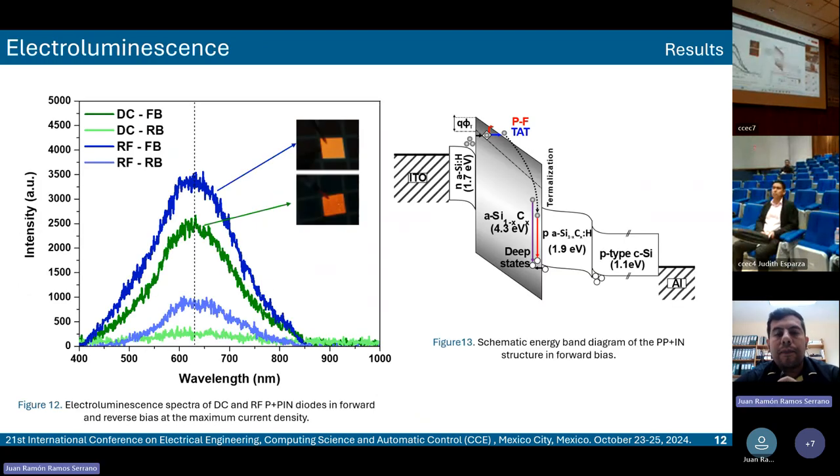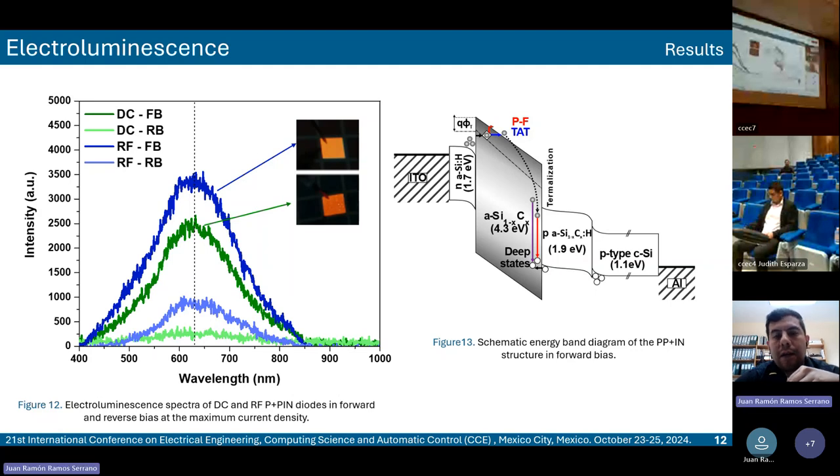Figure 12 shows the electroluminescence spectra recorded at the maximum current. We can observe that all spectra show a maximum centered at the same wavelength close to 630 nanometers. The electroluminescence spectra show that at the same current density, the diode with the ITO film deposited by RF source displays a higher emission intensity. This is related to a higher transmittance in the ITO film deposited by RF source.